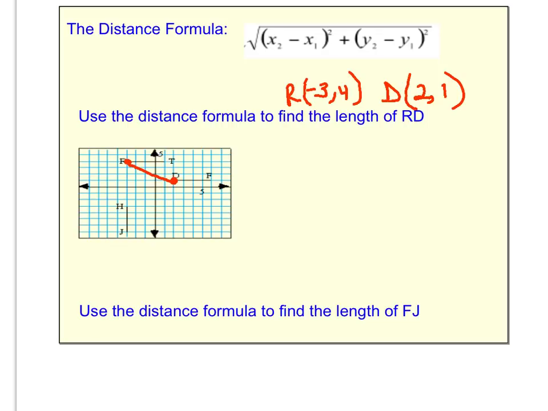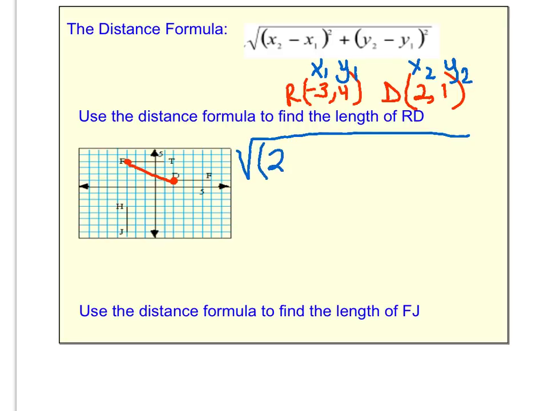When the line isn't horizontal or vertical, you're going to have to use the distance formula. So if we wanted to find the length of RD, which you can see I've already marked it here, RD, and I've also written down the ordered pairs for R and D. The only way that you can find the distance or the length from R to D is to use the distance formula. So what I'm going to do is go ahead and just start plugging in the values to the formula. Now if you really want to, you can label your x1, y1, x2, y2 if that helps you. And then just go ahead and start plugging the numbers in.